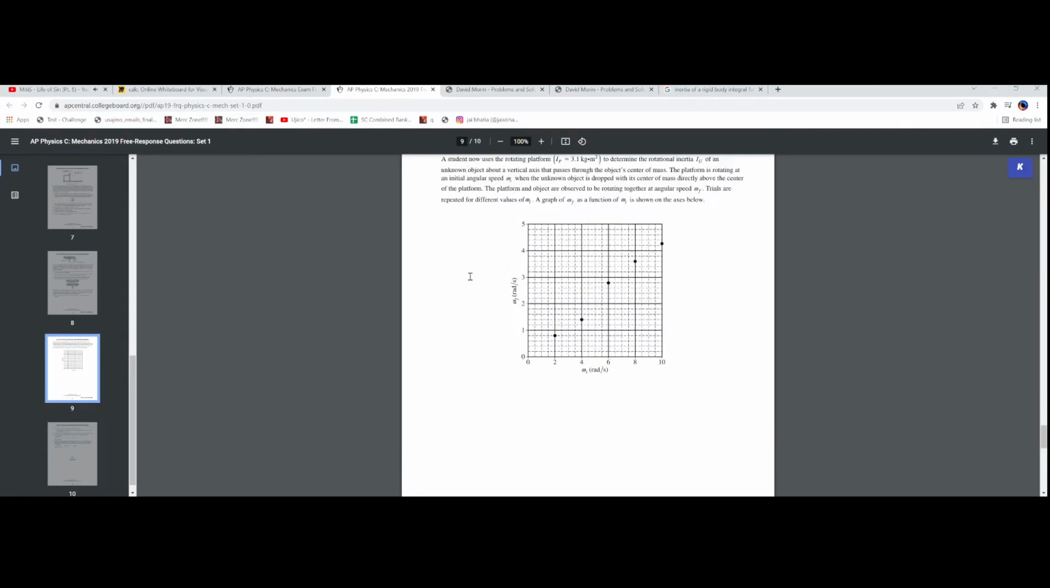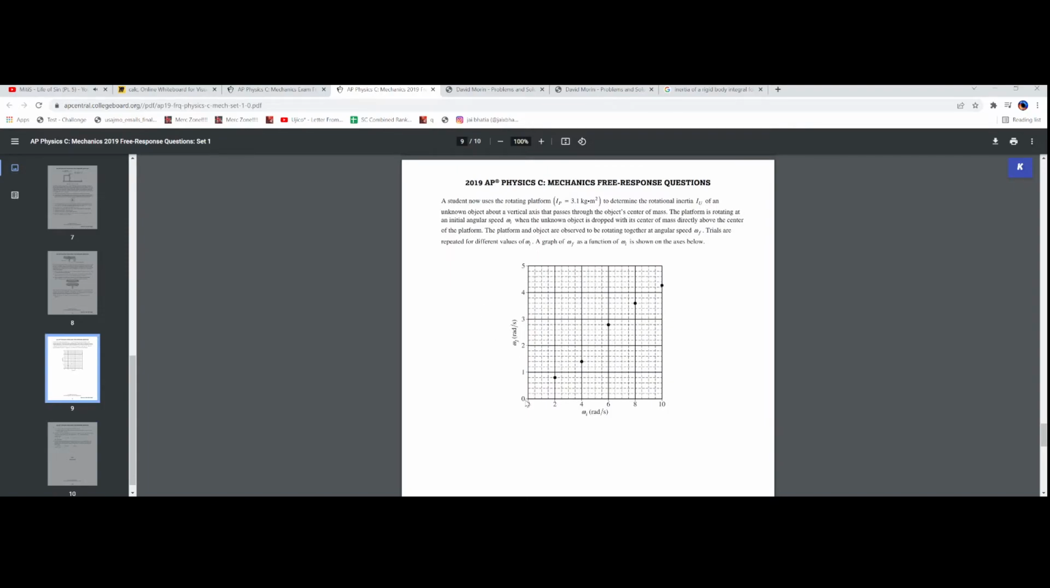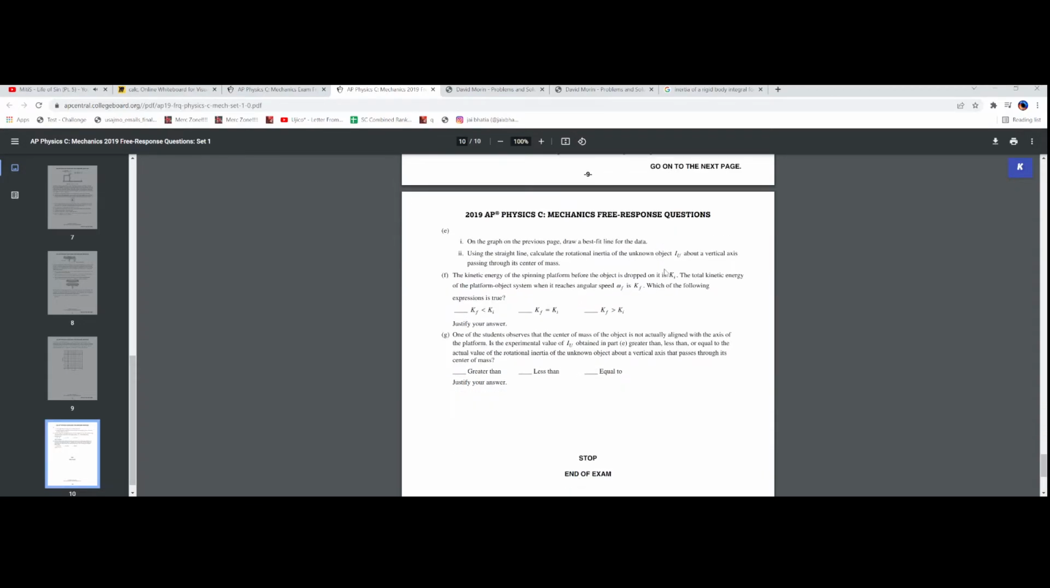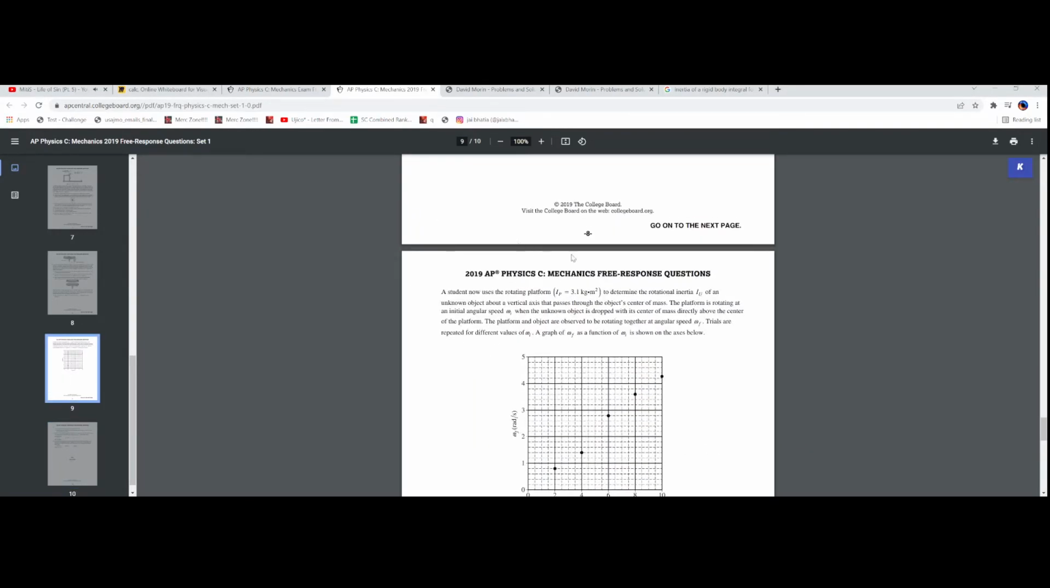On the graph of the previous page, draw a line of best fit. Okay, you just draw it. Okay. So calculate the rotational inertia of the unknown object. Wait, what? Oh, I see.